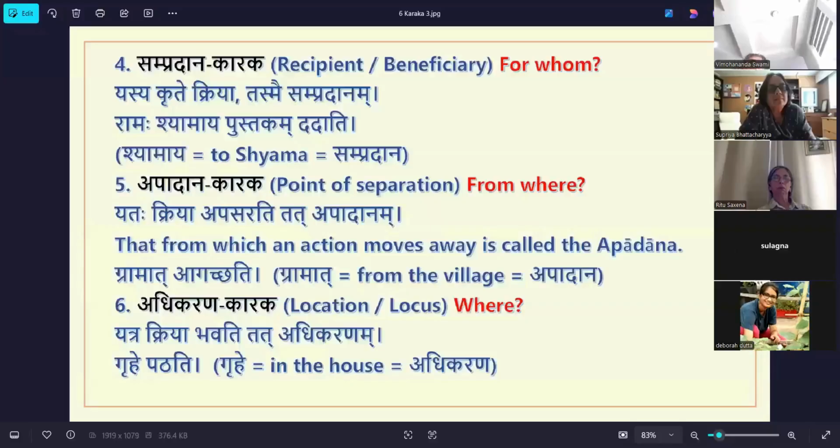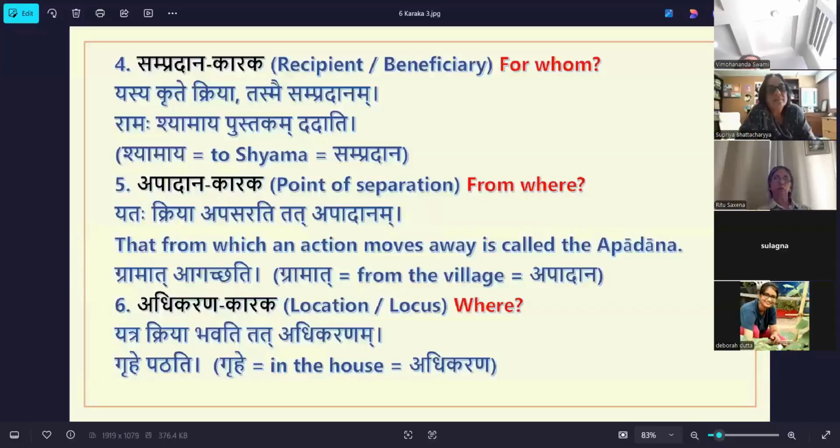Again, recapitulation. Who? First case ending. What? Second case ending. By what? Third case ending. To whom? Fourth case ending. From what? Fifth case ending.